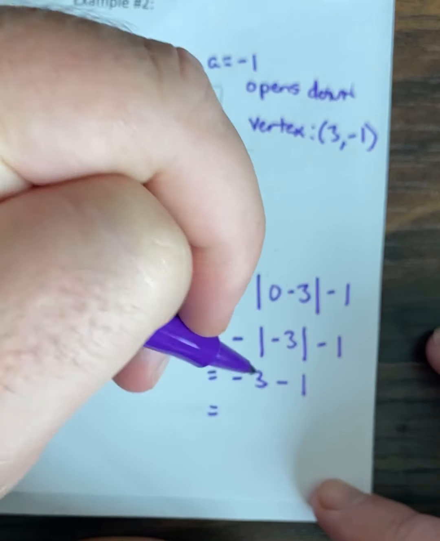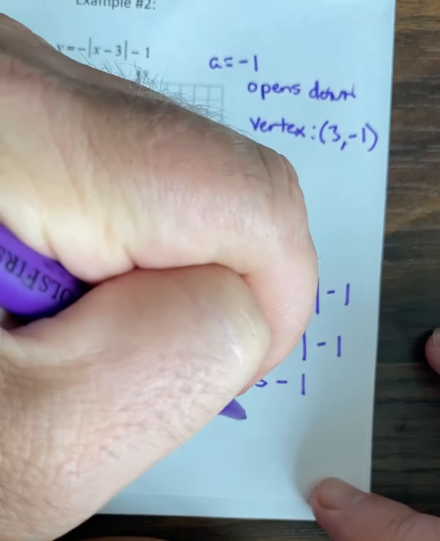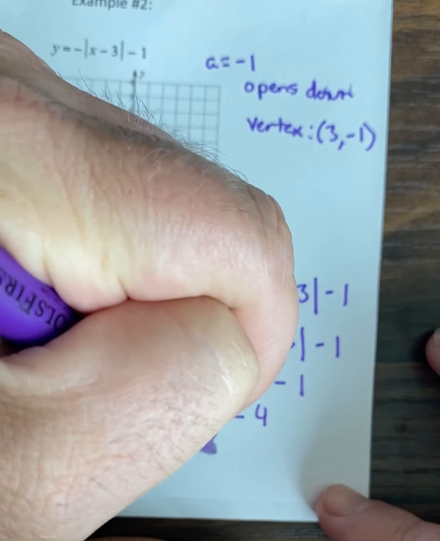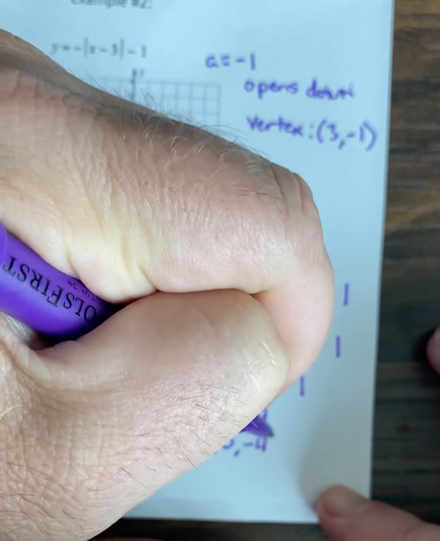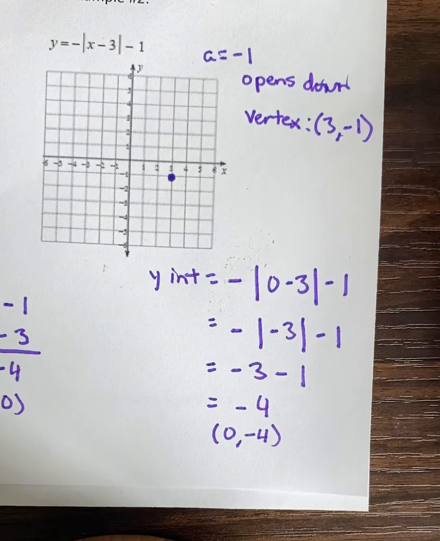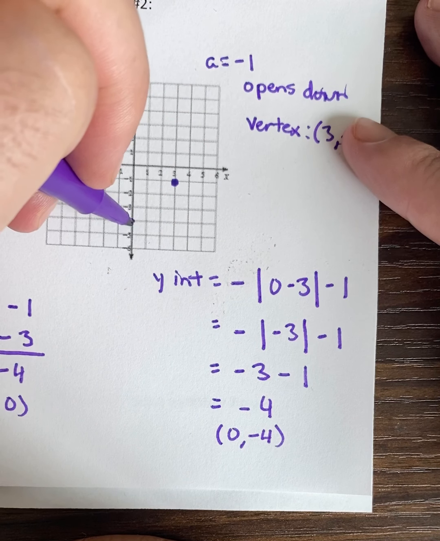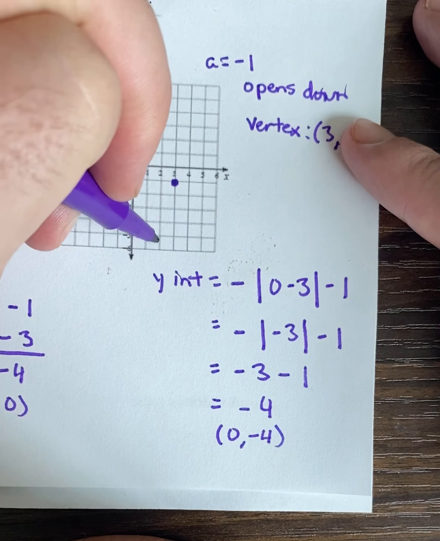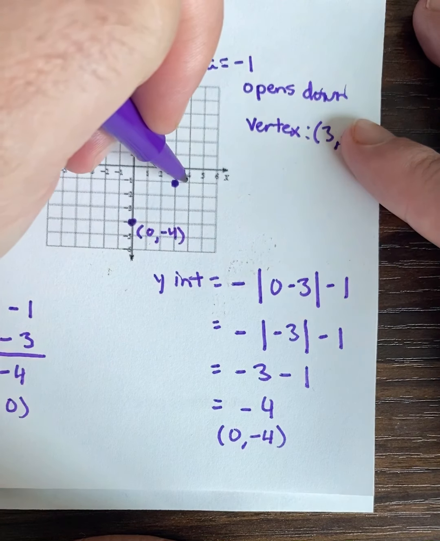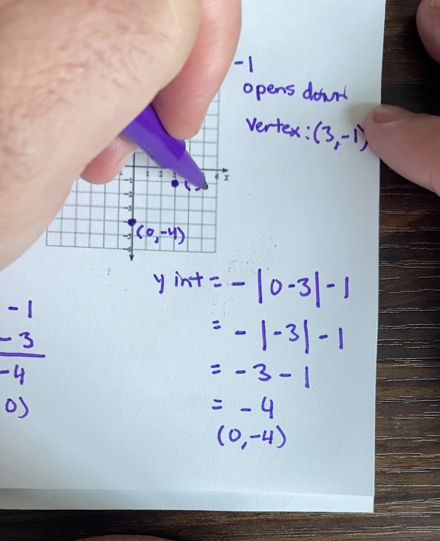And let's see, -3 -1 gives us -4. So we're going to have 0, -4. And that's right here. Vertex here, 3, -1.